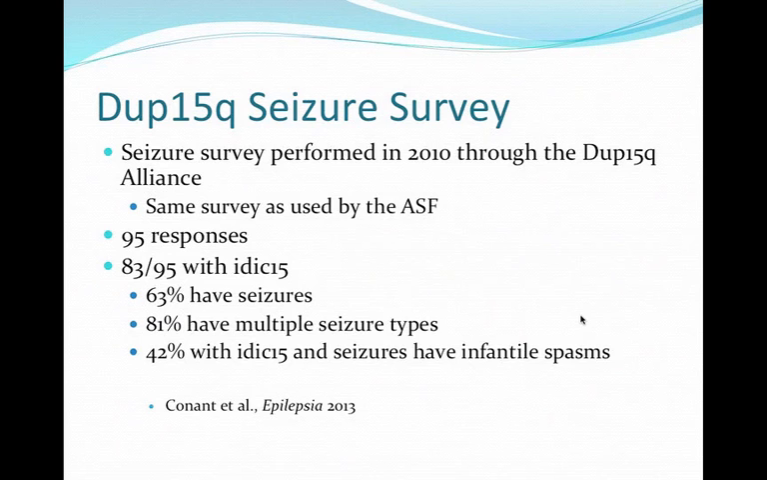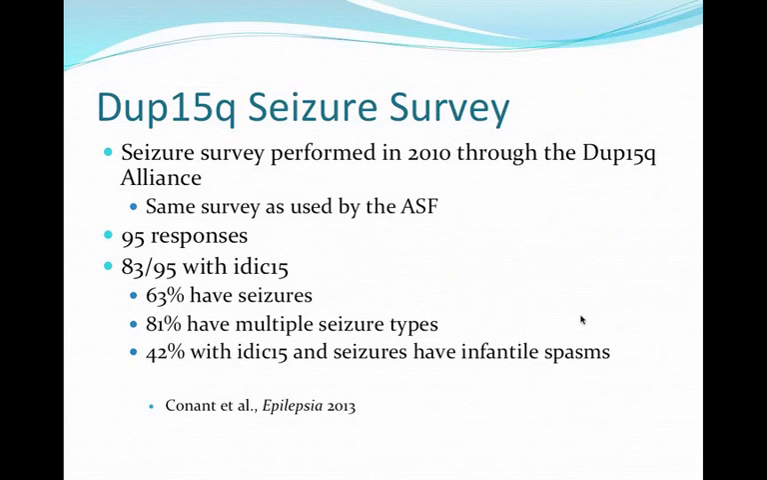The big thing that we did was a seizure survey back in 2010. It was published a couple years ago, actually 2013. Some of you who are listening may have taken part, and if so, thank you. We actually got 95 responses from families, which is great. It's the biggest survey that anyone had done so far. Of those 95, 83 had isodicentric, with 63% reporting seizures, 81% with multiple seizure types, and 42% of those that had seizures having spasms.